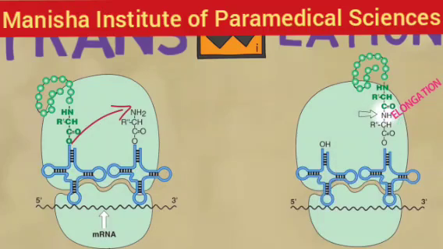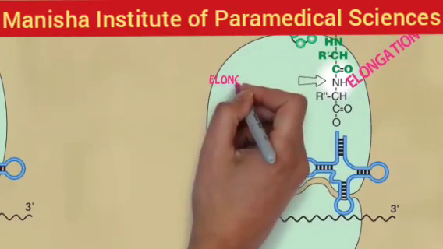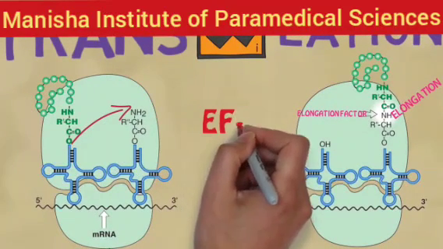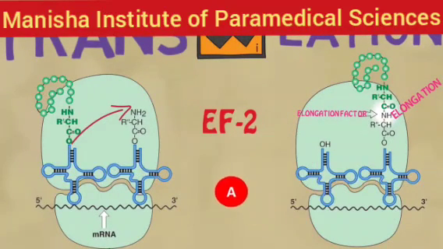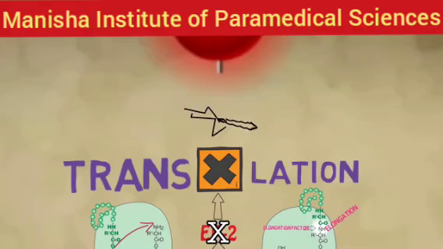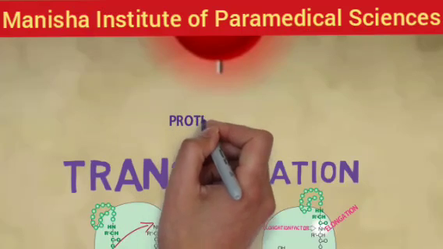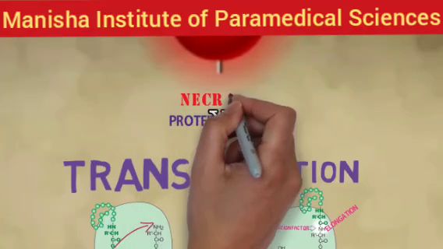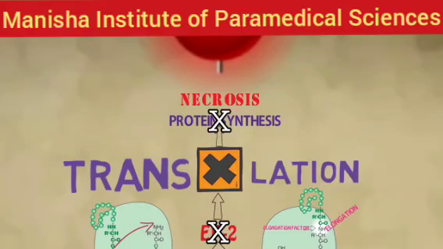This elongation is facilitated by factors named elongation factors. There are many elongation factors and one of them is elongation factor 2. Exotoxin A inactivates elongation factor 2. Once the elongation stops, translation stops. It means the protein synthesis stops. When the protein synthesis stops, the cell dies. Means there is necrosis. So exotoxin A causes the necrosis of the cell.